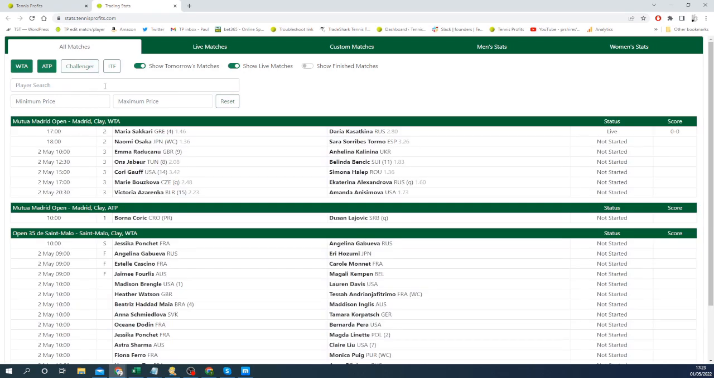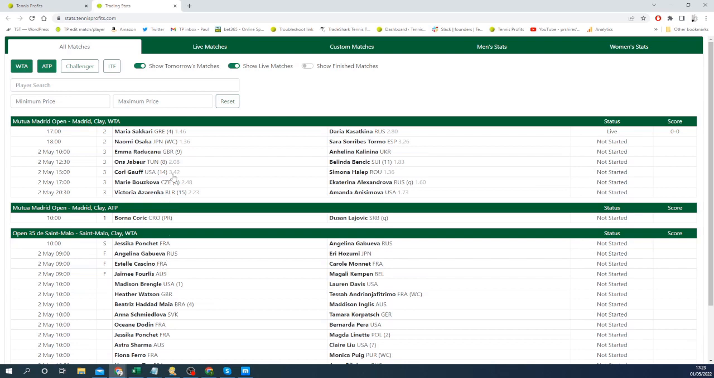On the all matches tab, it shows all the upcoming matches for today and some of them for the next day. Tabs at the top, so you can filter out the ones that you're more interested in. You've got WTA first and then ATP.